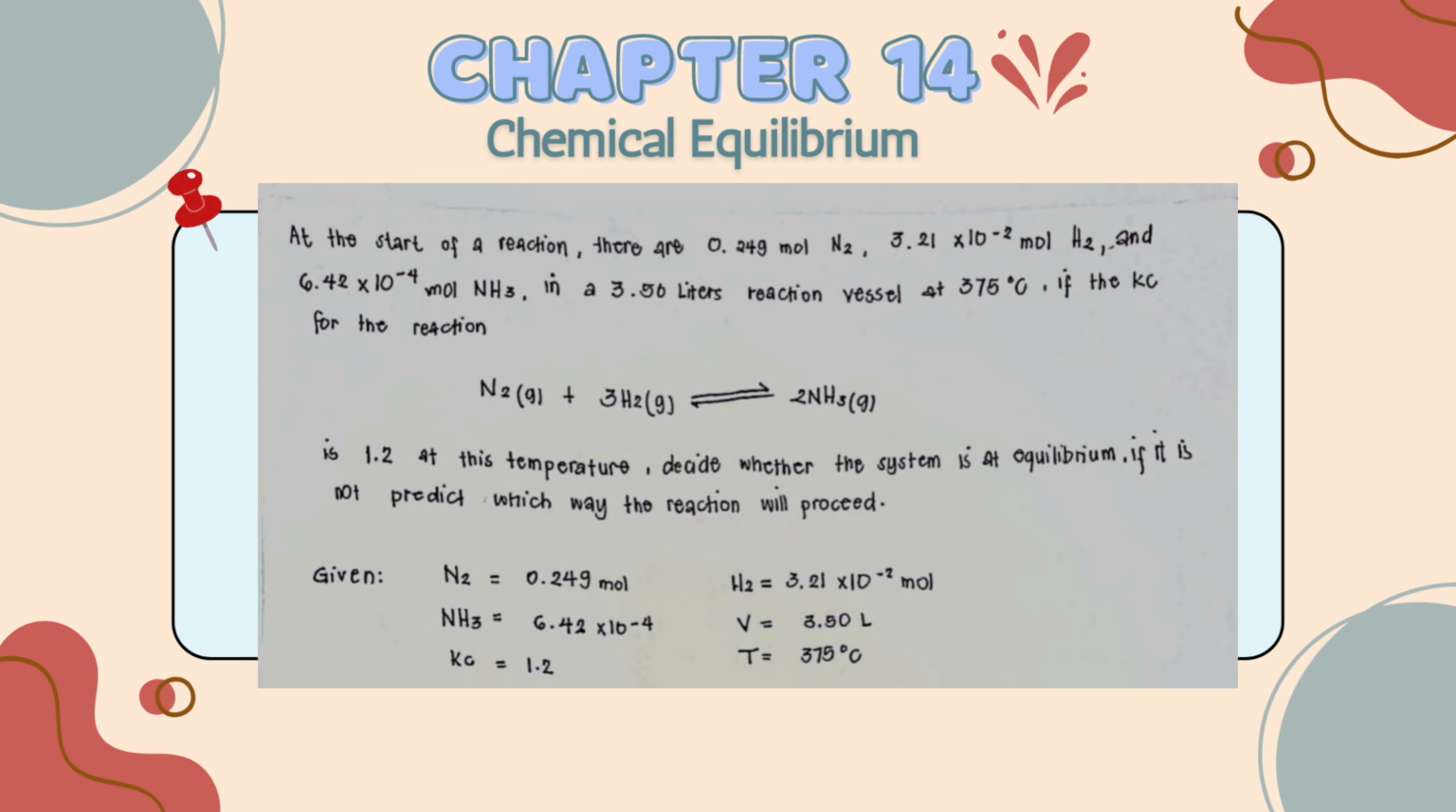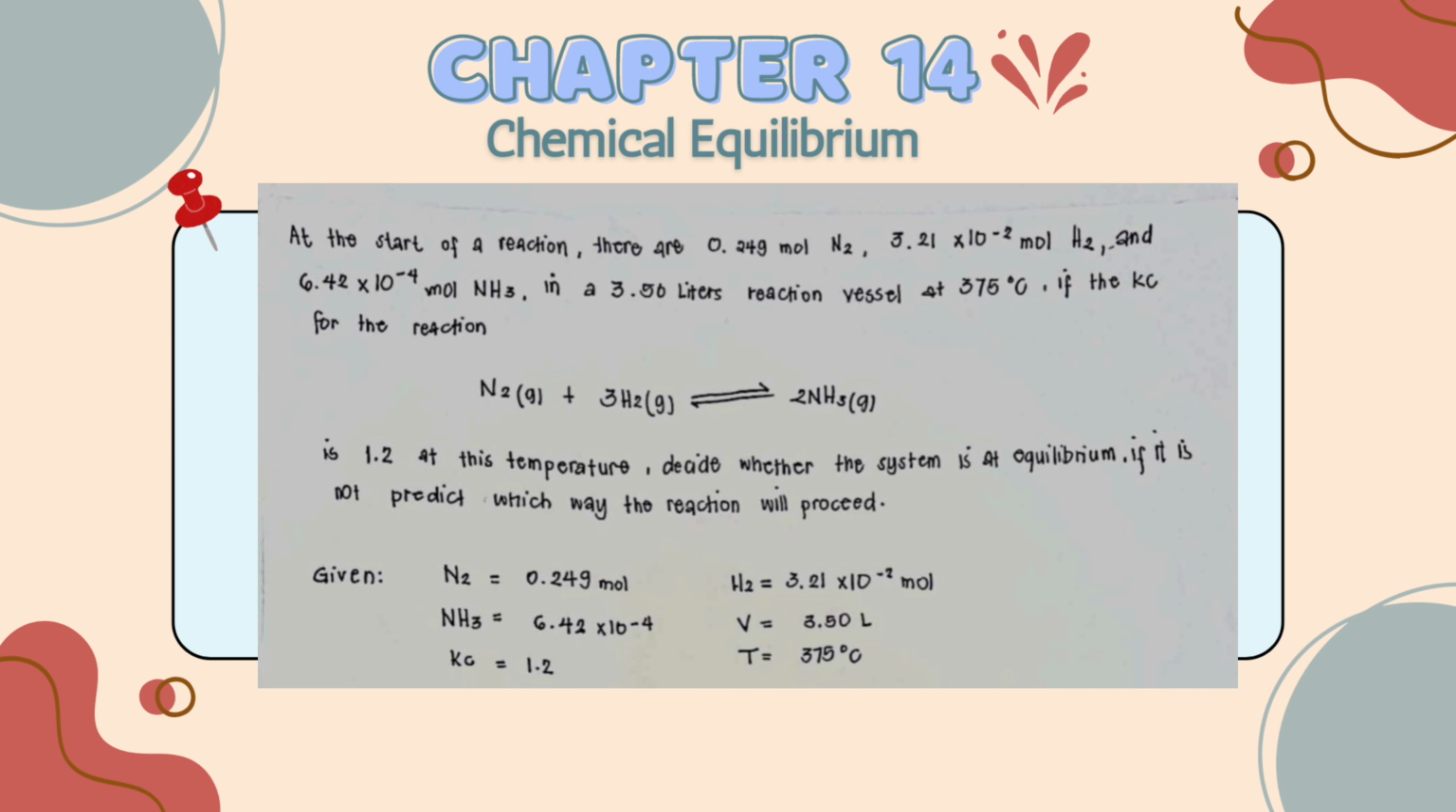At the start of a reaction, there are 0.249 mole of nitrogen, 3.21 times 10 raised to negative 2 mole of hydrogen, and 6.42 times 10 raised to negative 4 moles of ammonia. This is present in a 3.50 liter reaction vessel at 375 degrees Celsius.